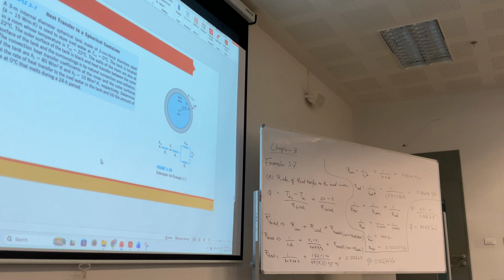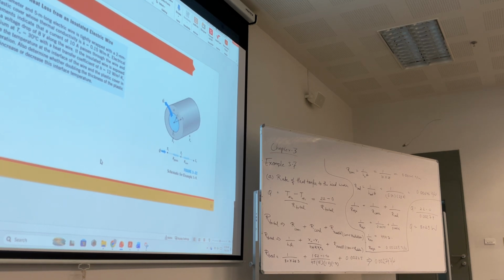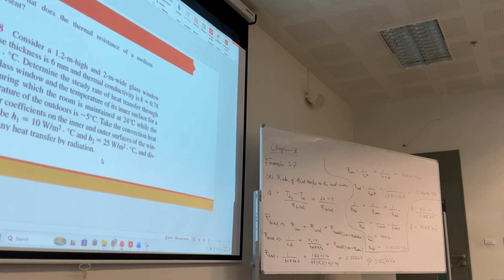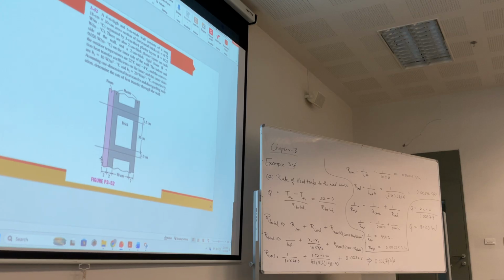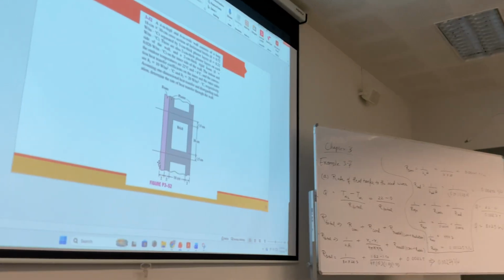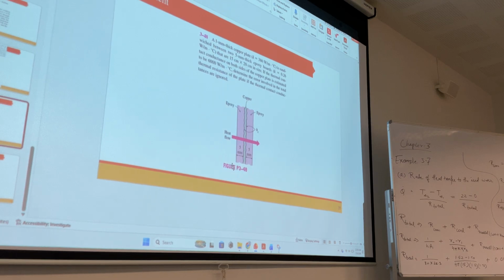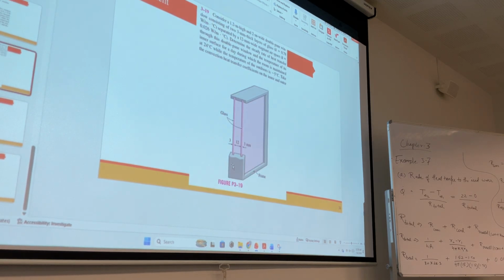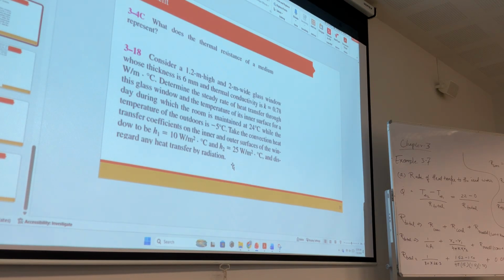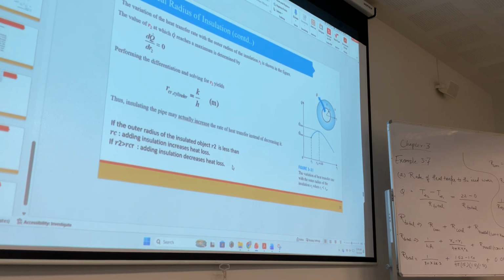We did 3-7, you try 3-9, and then you have an assignment. So yes, this is very similar to the example that we did. Thermal contact resistance.